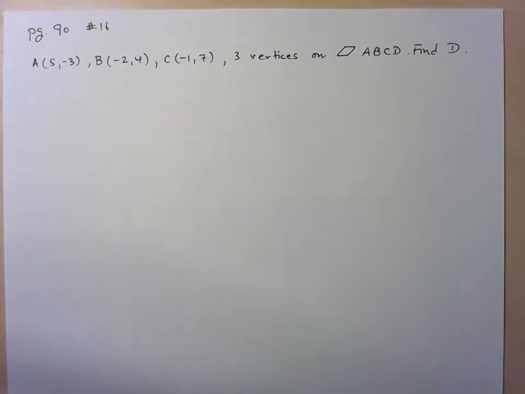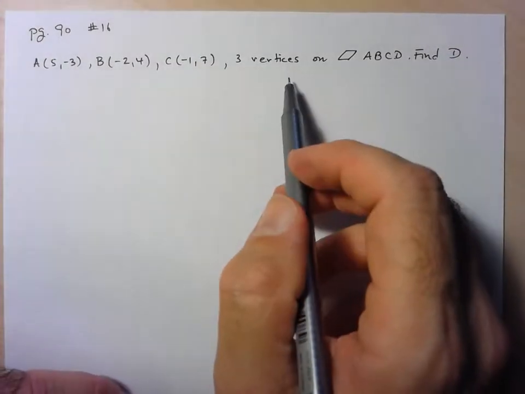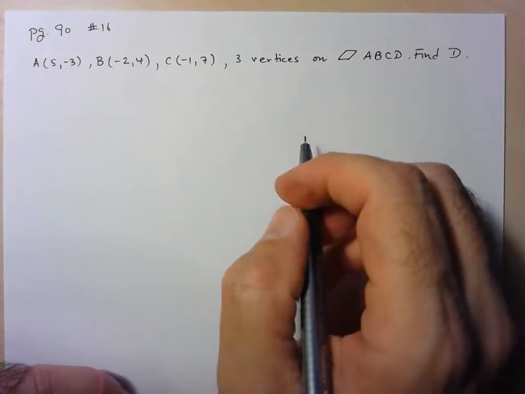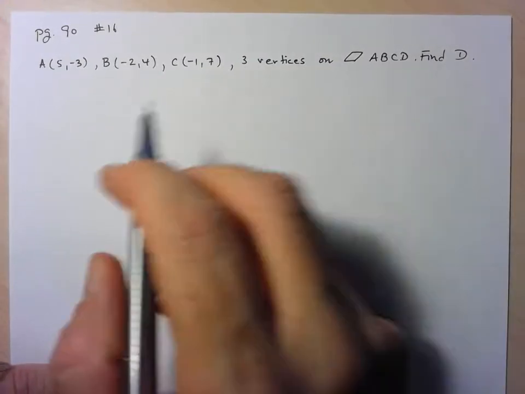Hi folks, we're going to take a look at the solution to page 90, number 16. What they give us is three vertices of a parallelogram, and they want us to find the fourth vertex. Okay, so again, I'm going to draw a diagram.